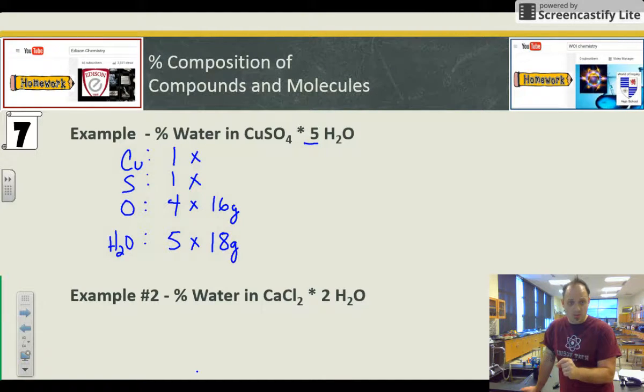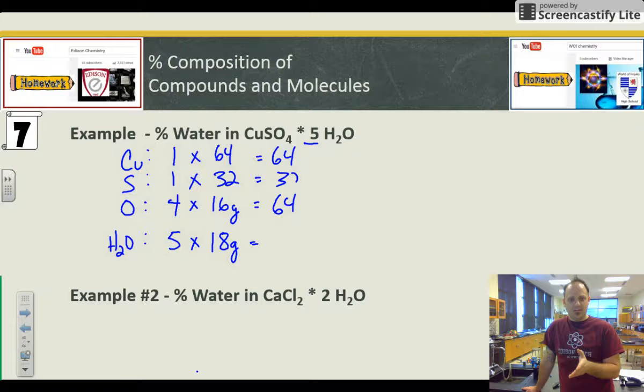Yep. I need the gram formula mass. Copper and sulfur quick. Copper is 64, and sulfur is 32. Okay, so now he's going to multiply these across. 64, 32, and then another 64. Okay, good. And what is 5 times 18? It's 90. It's the same as 9 times 10, 90.